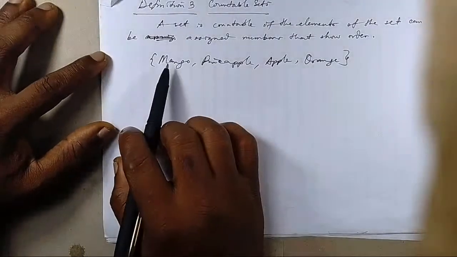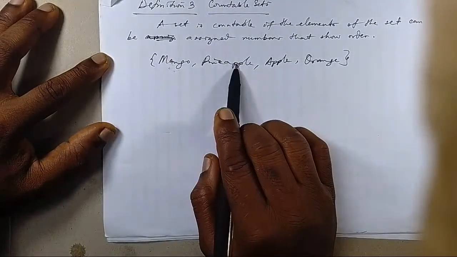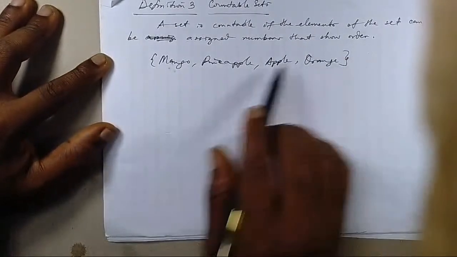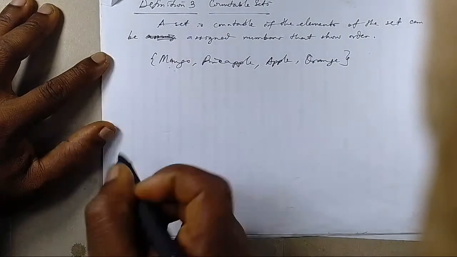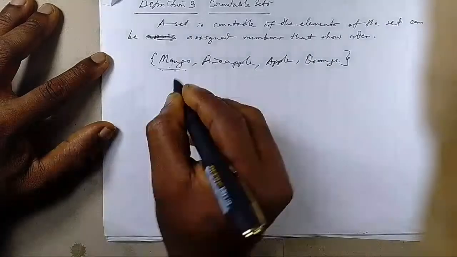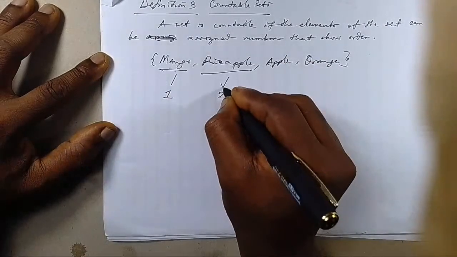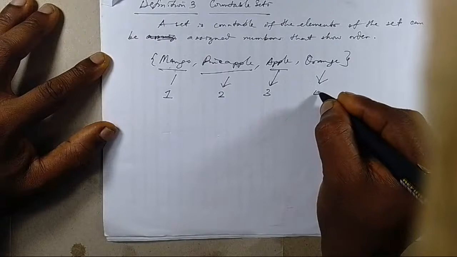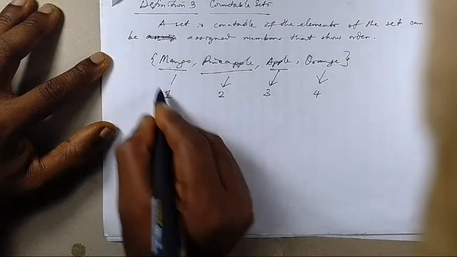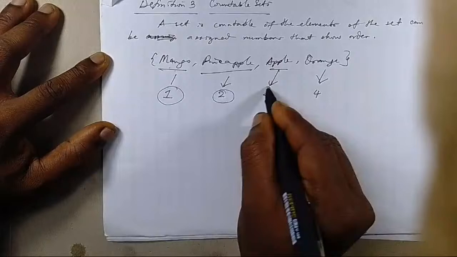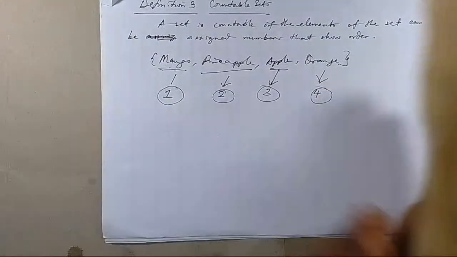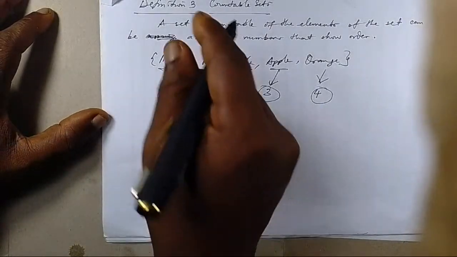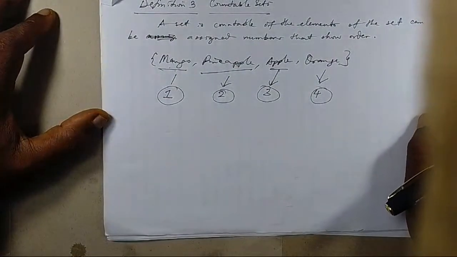Why it is finite is different from the reason why it is countable. Please take note. It is finite because the elements of this set can be counted and you can finish the counting. The reason why it is countable is because to mango, I can assign the number 1. To pineapple, I can assign the number 2. To apple, I can assign the number 3. To orange, I can assign numbers uniquely to these elements of the set in order to count them. Okay, so the reason why they are countable is different from the reason.